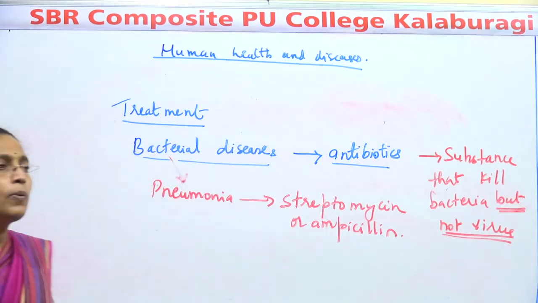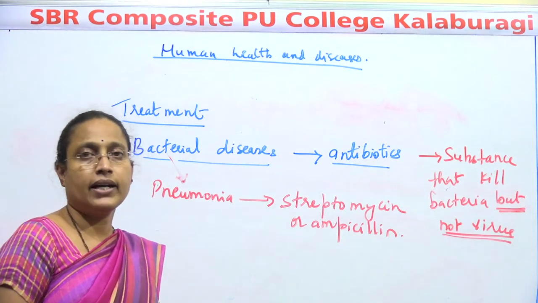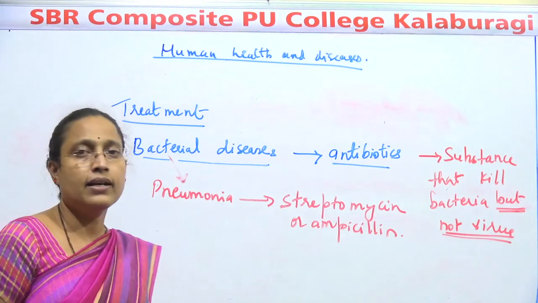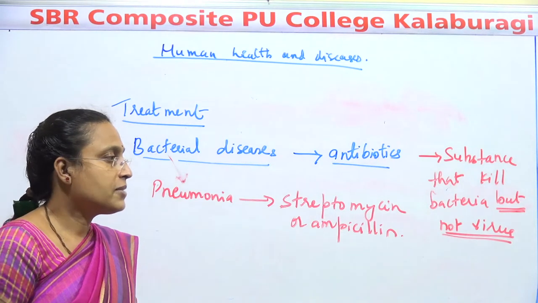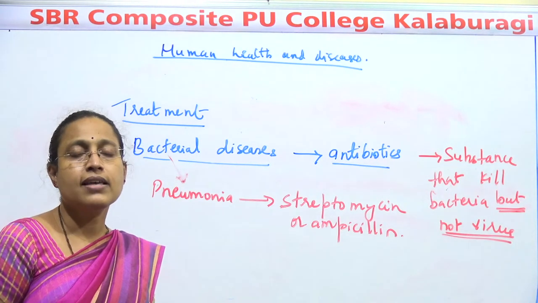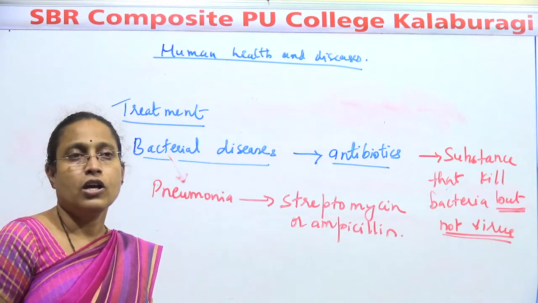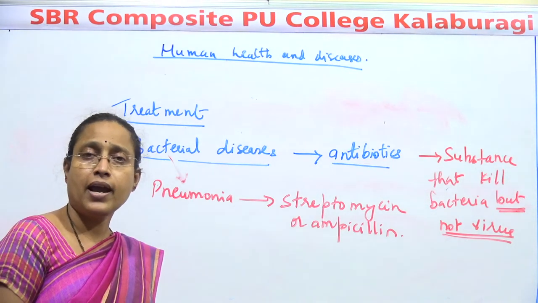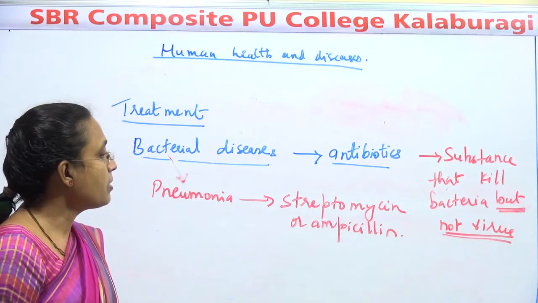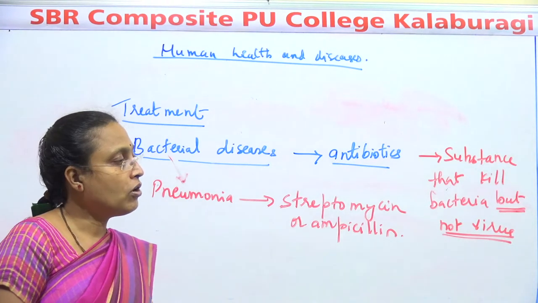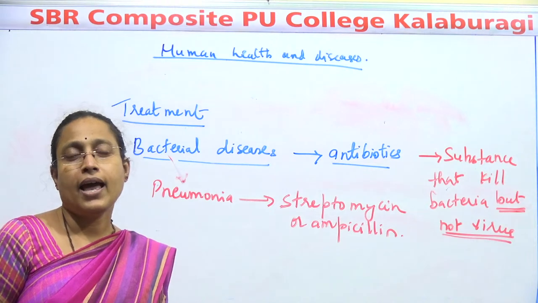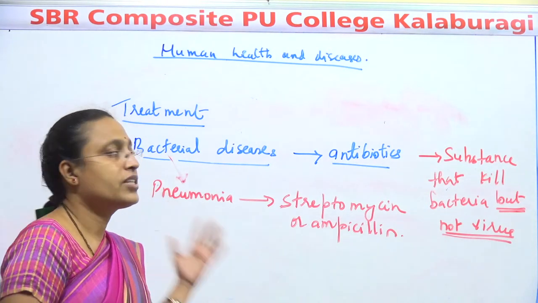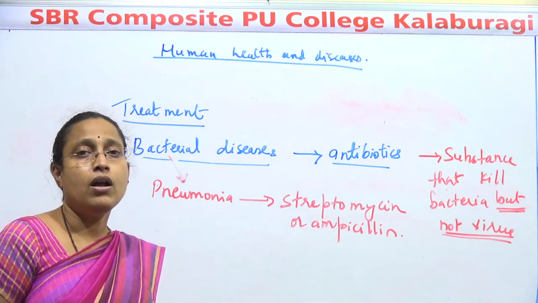They are also called bactericidal. They kill the bacteria. Therefore, whenever a person suffers with some bacterial disease, what is always preferred is antibiotics. So typhoid was a bacterial disease, so the cure for typhoid will be antibiotics. Pneumonia is a bacterial disease, so the cure for pneumonia also will be antibiotics. So this was about the treatment given for pneumonia.